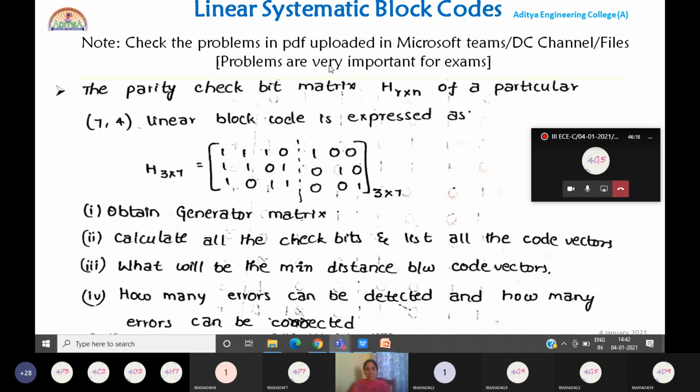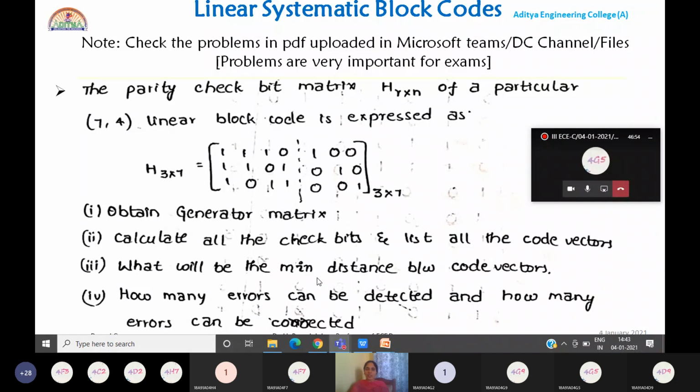Once the parity check bit matrix is given to you, you need to calculate the generator matrix. Sometimes the generator matrix will be given to you and you should calculate the parity check bit matrix. After calculating the generator matrix, the second step is to calculate all the check bits and list all the code vectors. The check bits C can be obtained by taking the product of the message vector and submatrix P. Once the generator matrix is known, you can calculate the submatrix P.